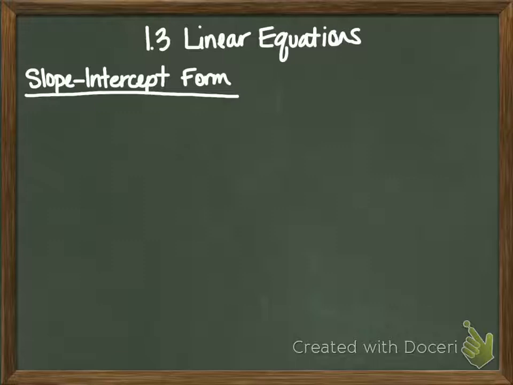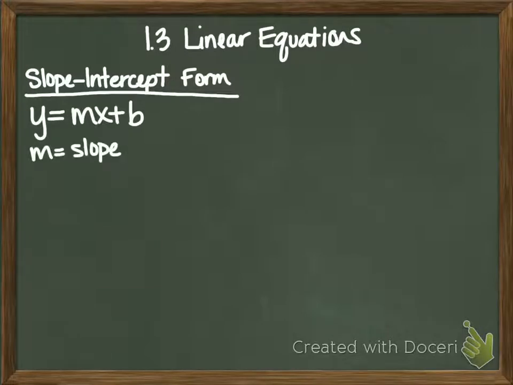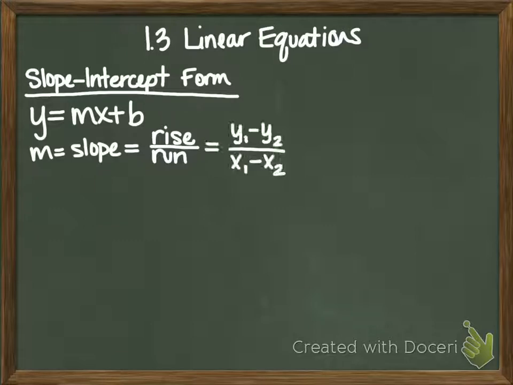We learned a trick. Slope-intercept form of a linear equation is y equals mx plus b, where m represents the slope. And if you remember, slope is rise over run, how much it goes up and down over how much it goes left and right. The formula for slope is y1 minus y2 over x1 minus x2. And the b in the equation is your y-intercept, where it crosses the y-axis.